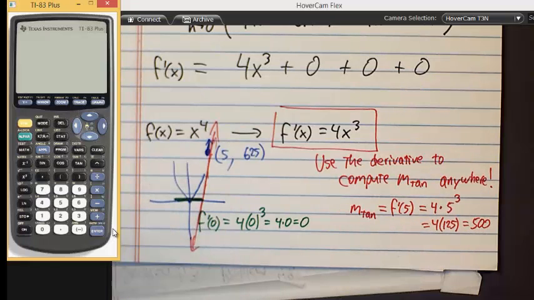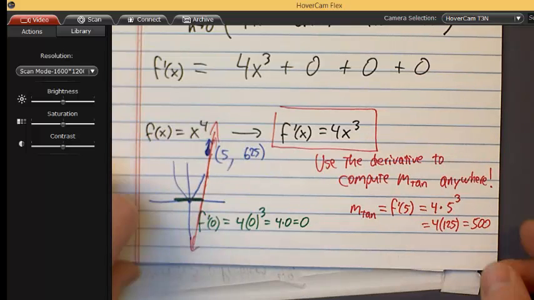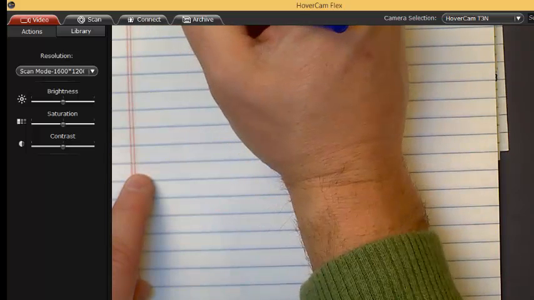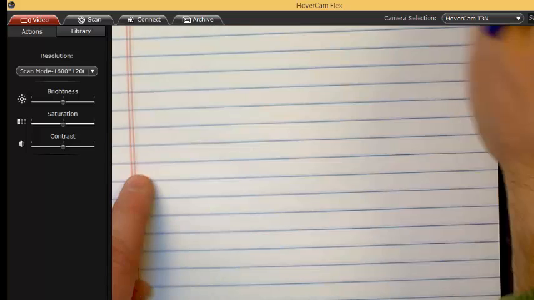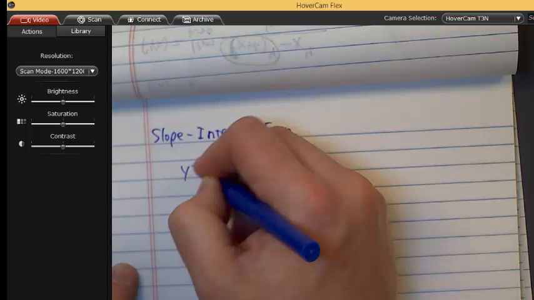Oh, and I didn't quite answer the question yet, because if you look at the question, here, let me put it back up there for you. It says find an equation of the tangent line, not just the slope. So you guys know how to write the equation of a line, right? What's the equation of a line that we usually use? Slope-intercept form. Slope-intercept form of a line was y equals mx plus b.